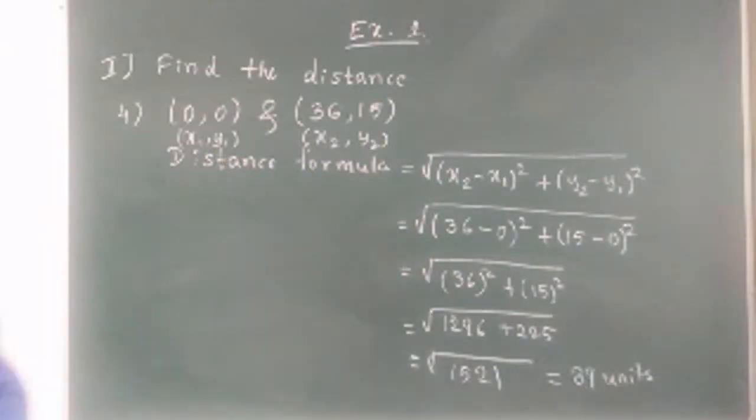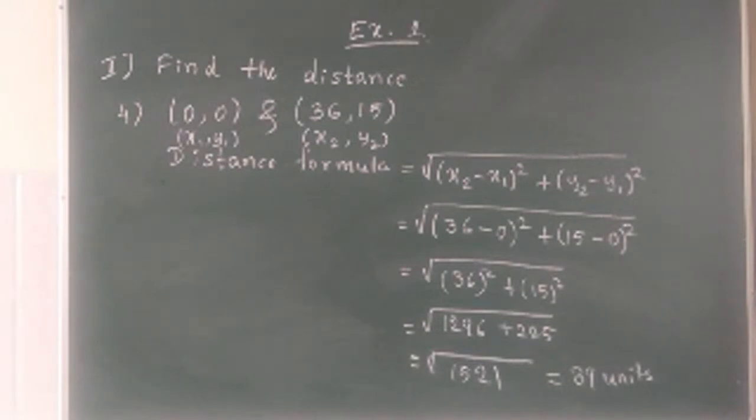We just look at the answer. Square root of 1521. So Kavya and Lingraj, 1521 is the wrong answer. Square root of 1521 is the right answer.